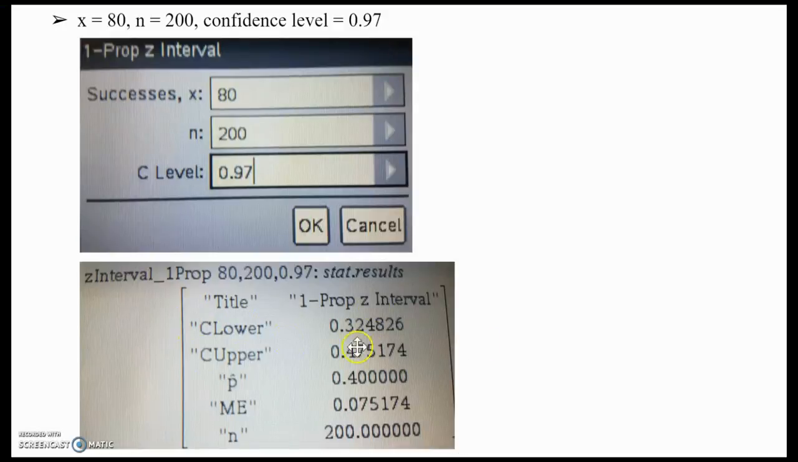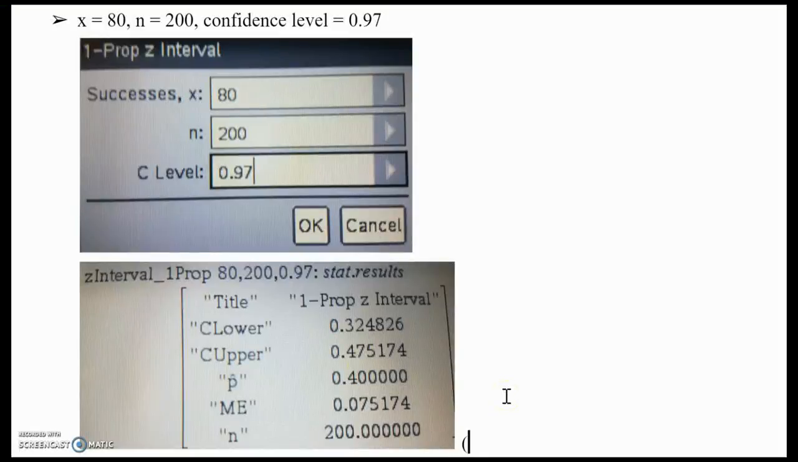The title, C lower, C upper, p hat, ME, and n. None of these are really important except for C lower and C upper. n is the number of trials. ME is your margin of error. p hat is what you got from your sample, not what you put in here. Title doesn't matter. So you're looking at this.